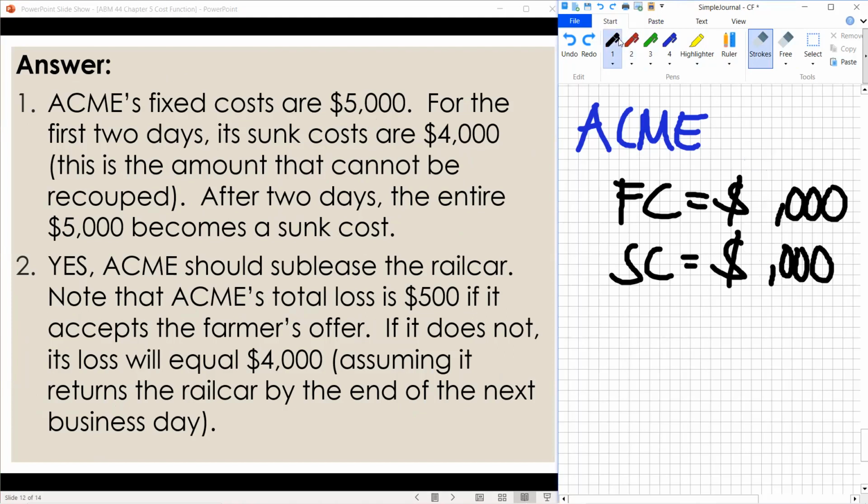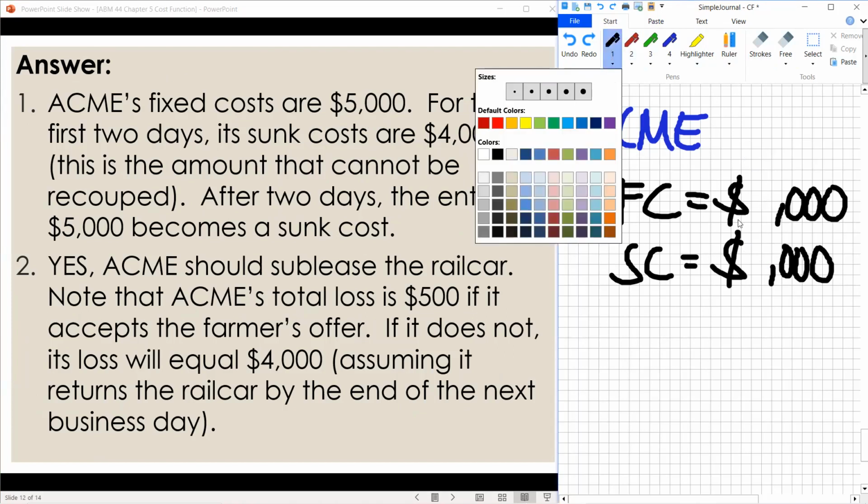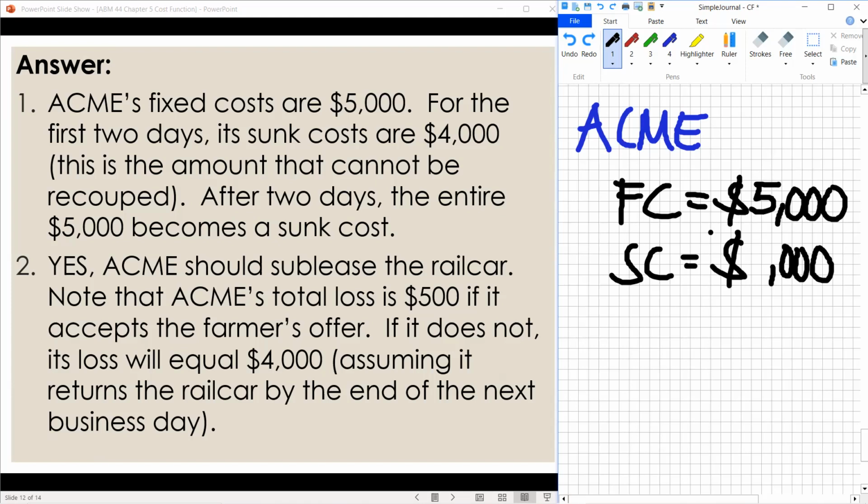So we have it here. Fixed cost is 5,000, and for the first 2 days, it has a sunk cost of 1,000. This is the amount that cannot be recouped or mabalik. So after 2 days, the entire 5,000 becomes a sunk cost, because dili na mabalik ang iyahang money kay na-use na ang rail car.